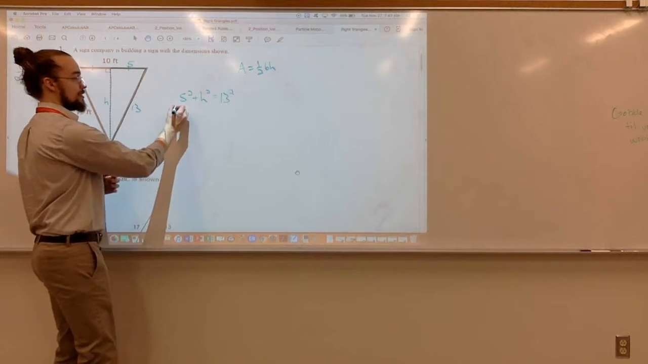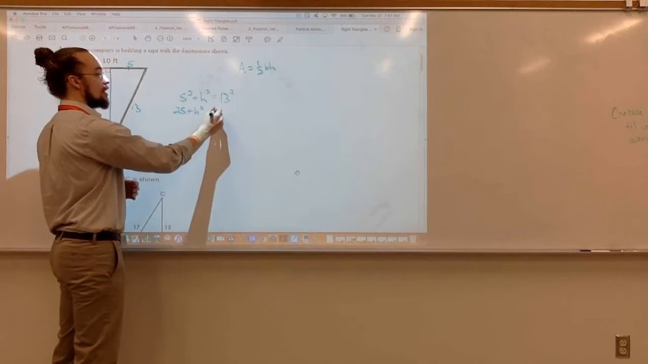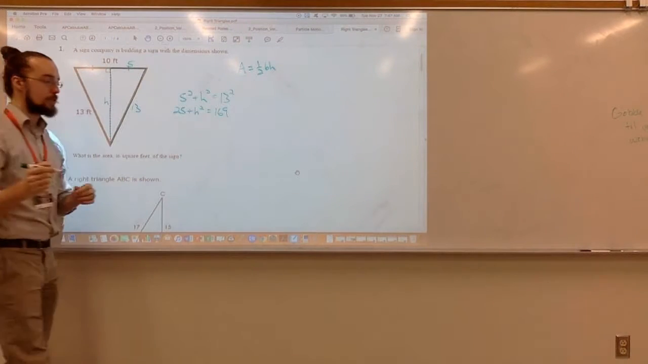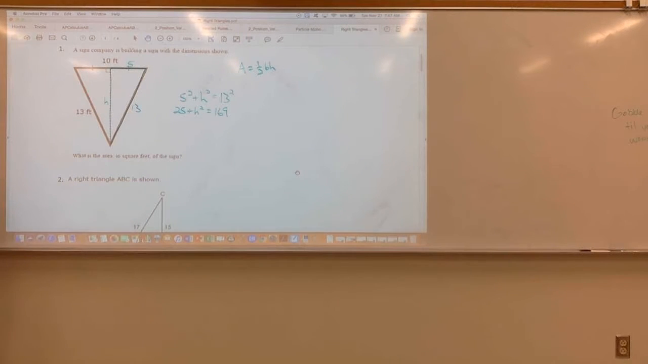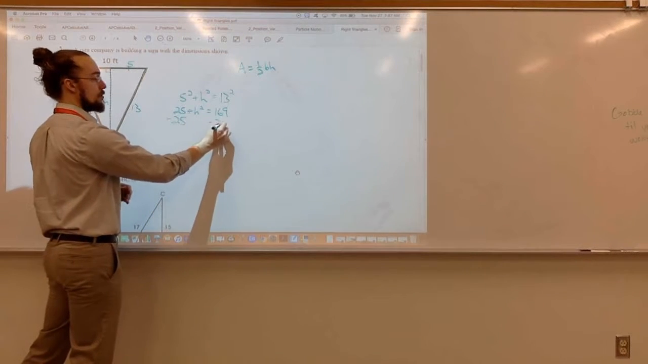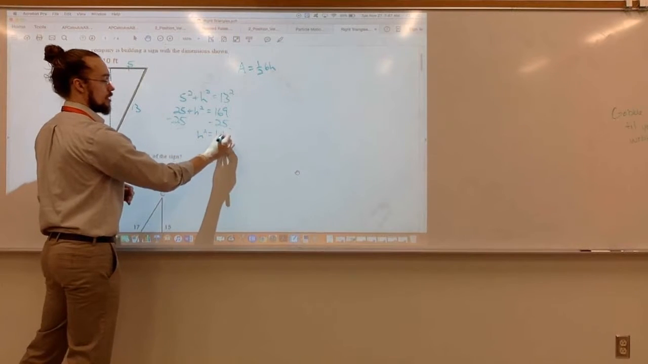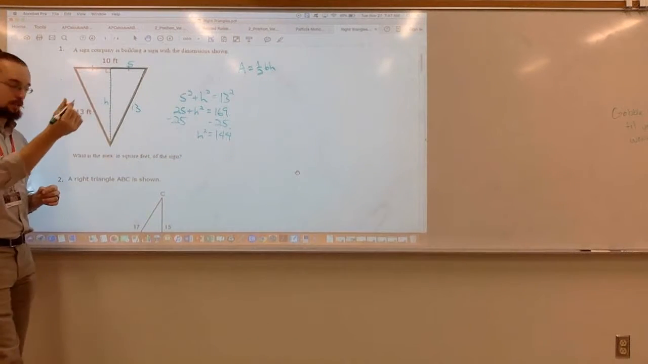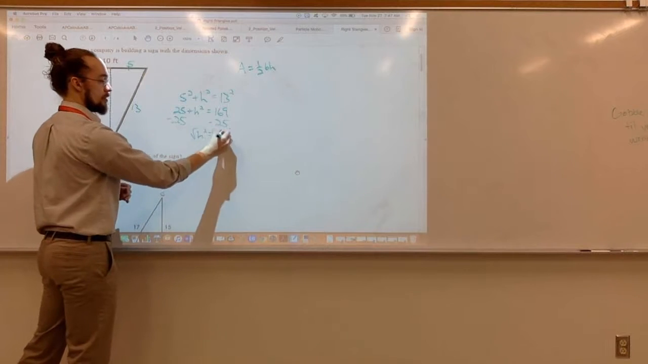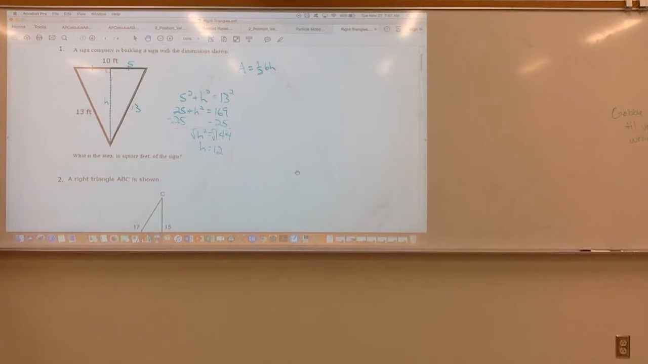Alright, so to solve this then, square the 5 and square the 13. Now what? You subtract 25 from both sides. And then the square root of that, and then it's 12. Perfect. Take the square root. We get that the height is 12.